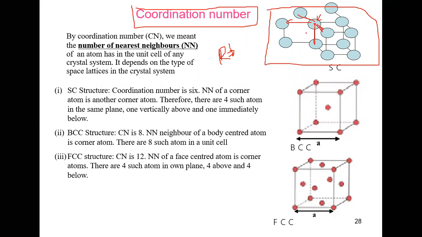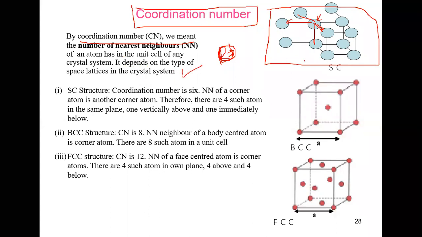So for materials having a large coordination number, we expect that the resistivity will be less. So I gave a little example of how a property depends on the nearest neighbor number, or coordination number. Now the definition: by coordination number, we mean the number of nearest neighbors an atom has in the unit cell of any crystal system, and it depends on the type of space in the crystal system.